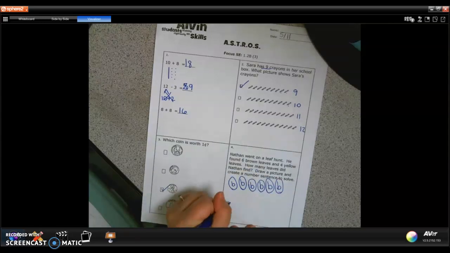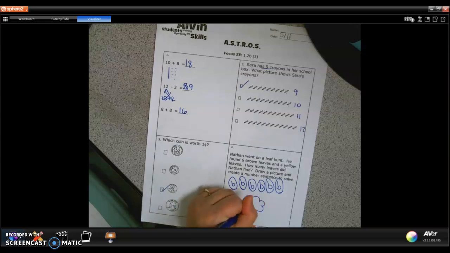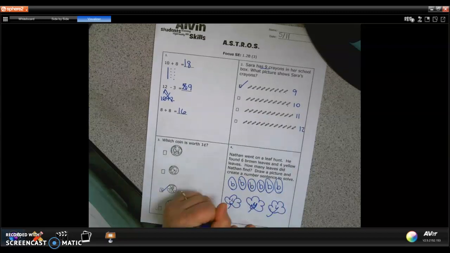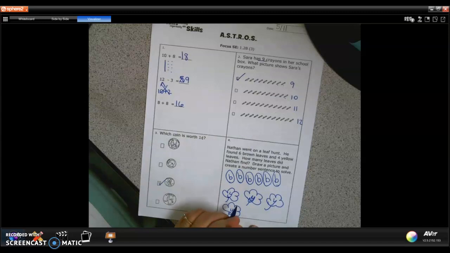And he's going to find 4 yellow leaves. I'll make them 4 kind of fancy leaves. 1, 2, 3, 4, 4-leaf clovers. Yellow, yellow, yellow, yellow. So I'm going to make a number sentence. I'm looking for how many leaves he found. So I have 6 plus 4 more has a value of 10.